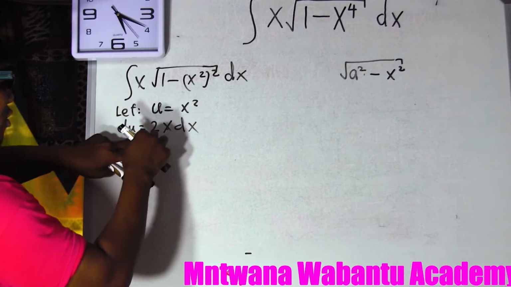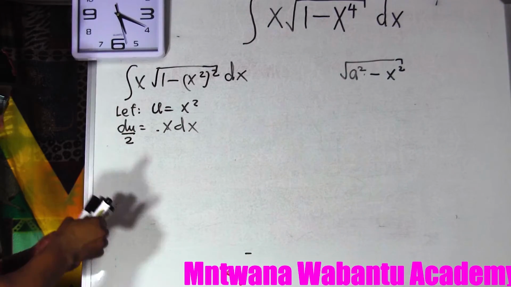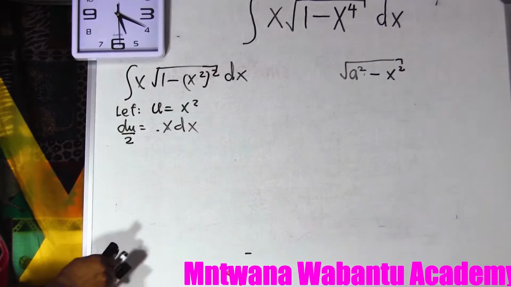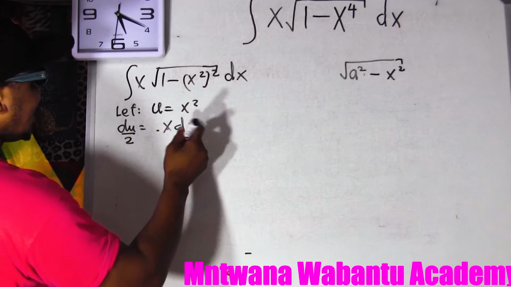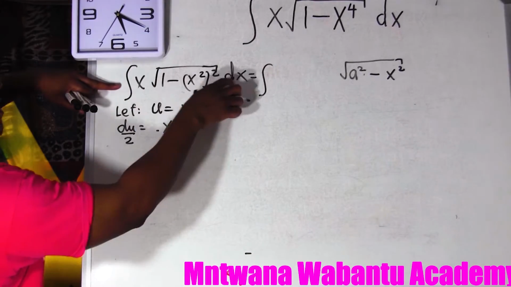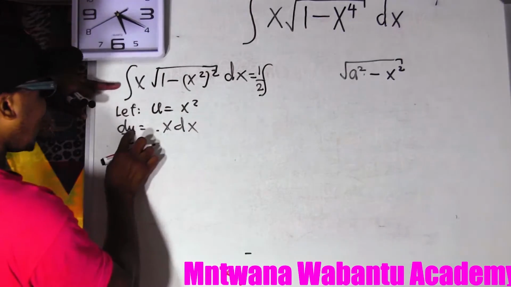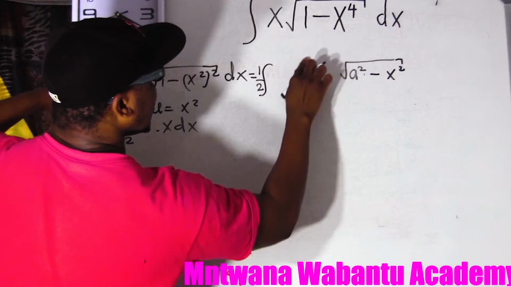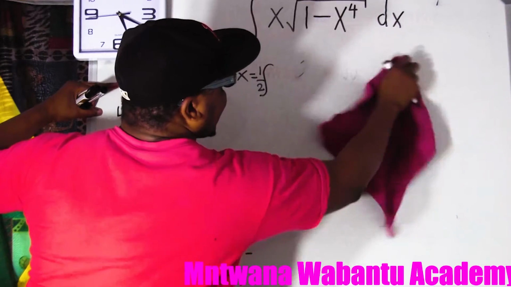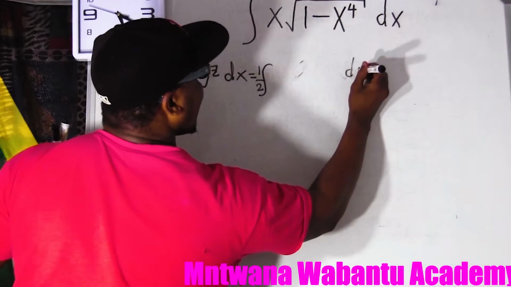So I don't need these 2. Divide by 2, divide by 2. So this 2 is going to come here. You see? So I can eliminate. This integral is going to become integral x dx equal to du over 2. So 1 over 2 is going to go to the back, and it'll be left with only du here. Let me just make a space here. So that's the du.